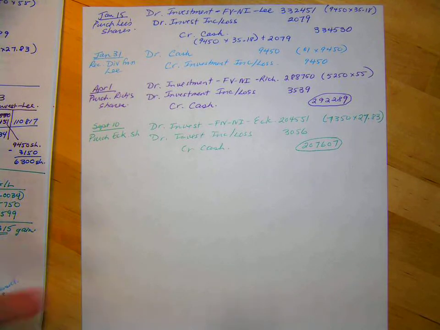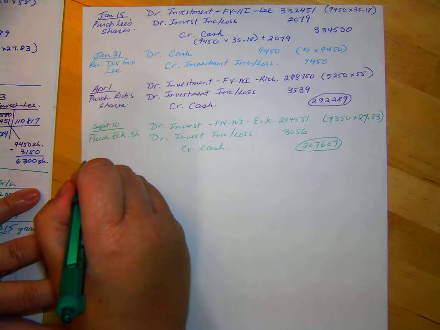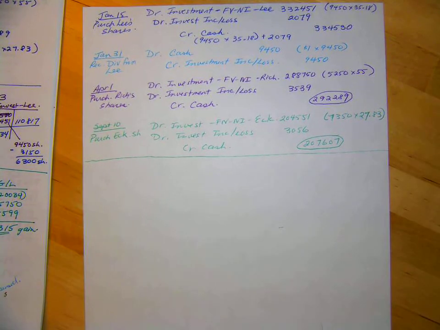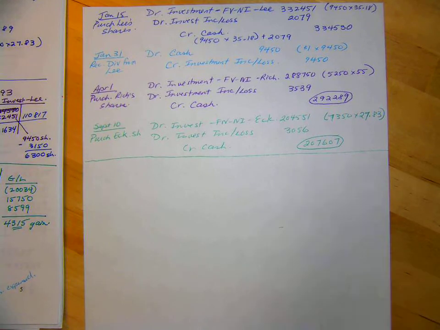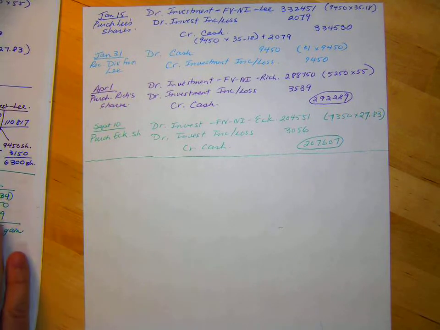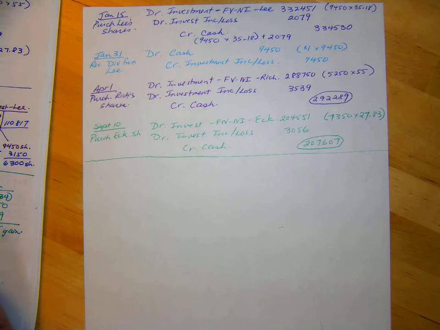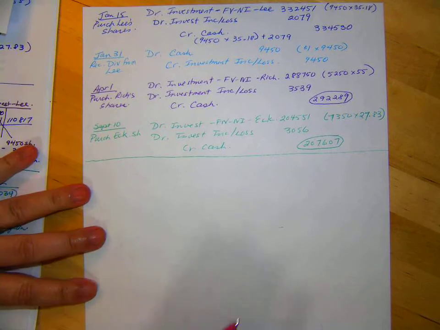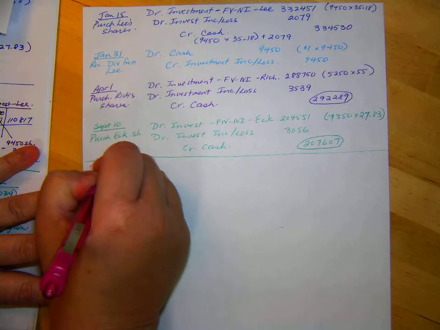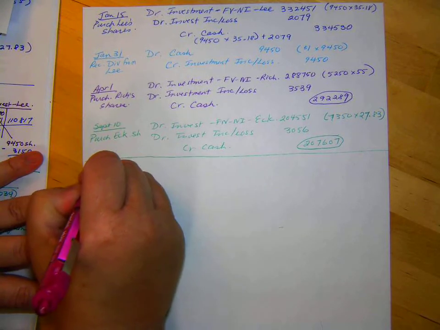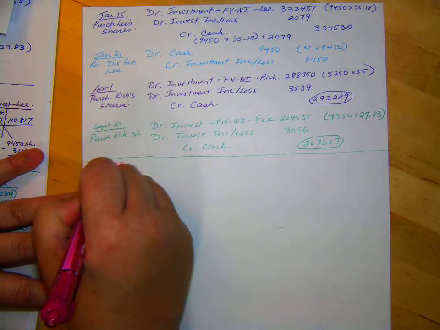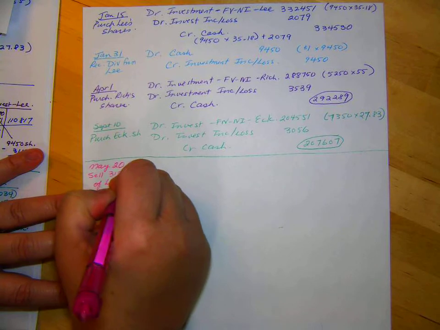Okay, so that should be pretty straightforward now that you've actually practiced it. And I'm just drawing a line because that takes care of all the purchasing. Now, the next thing that happens is May 20th, we're going to sell some shares. So, May 20th, we sell 3150 shares of Lee's.